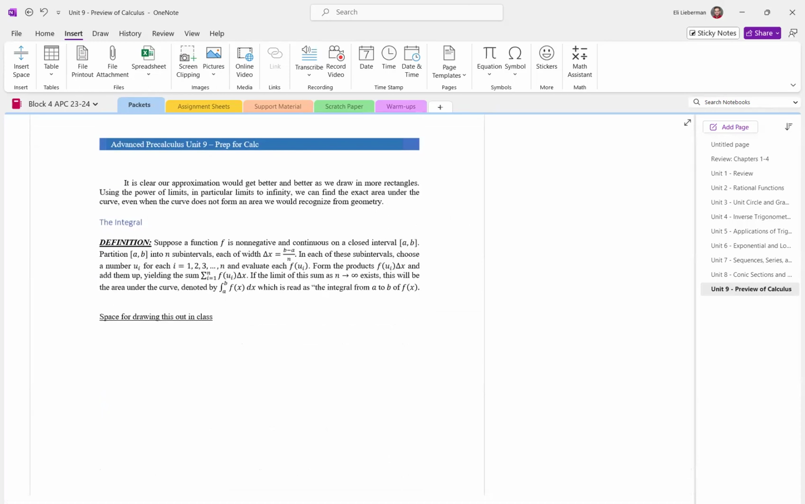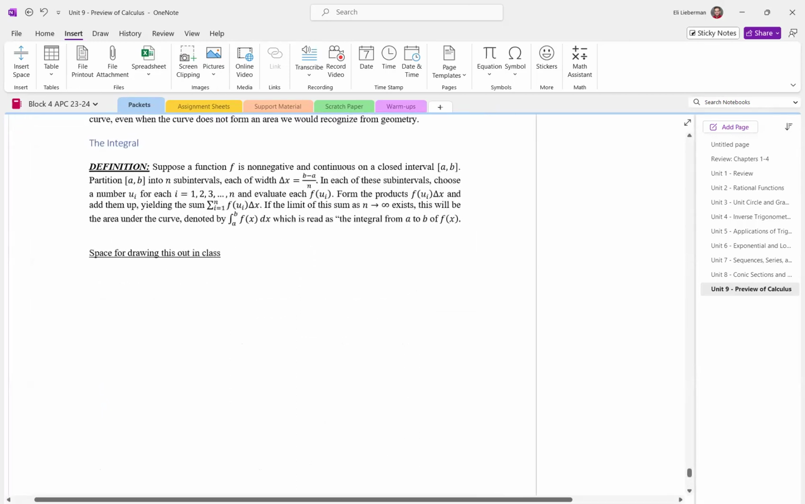So don't write anything down yet. Just kind of put your pencils down and give it a listen. I'm going to generalize what we just did. We are finding the area under some function f of x. So here is f of x, from an interval a to b. Given that that is a to b.